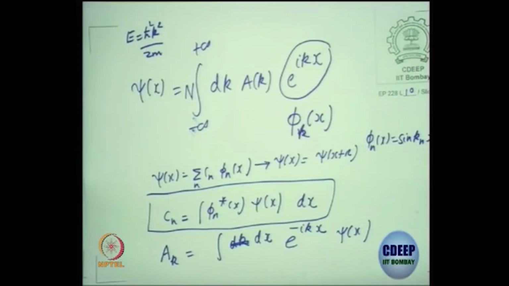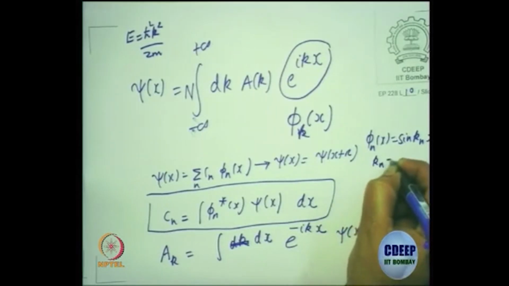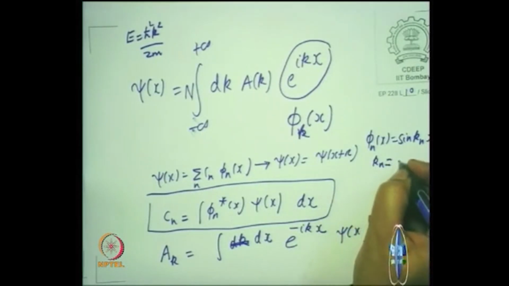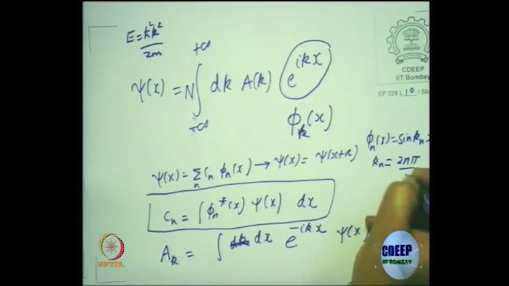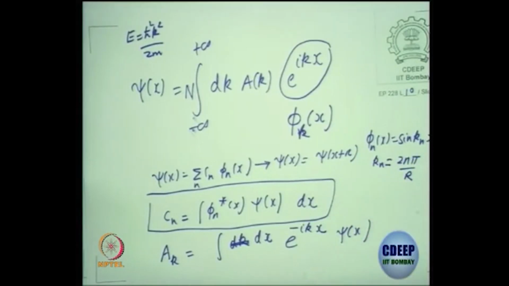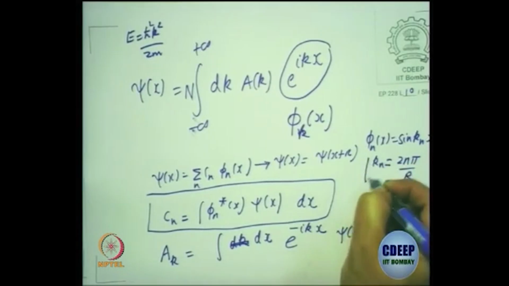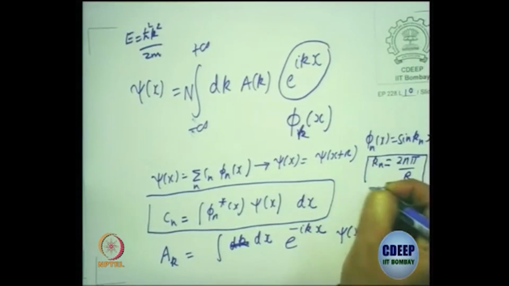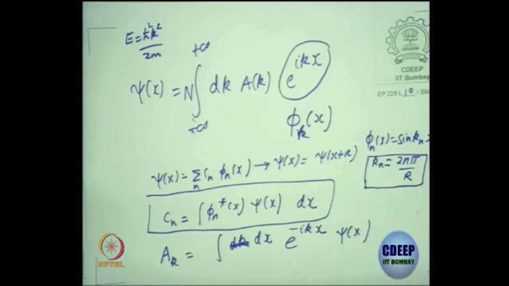X equal to x plus r, it should be the same, will force k_n to be 2n pi by r. You agree? So this is why the periodicity condition discretizes your momentum, or the wave vector. Okay.